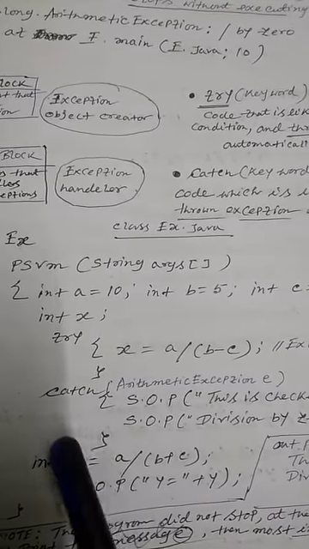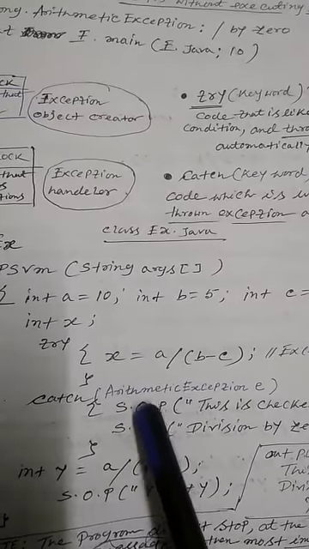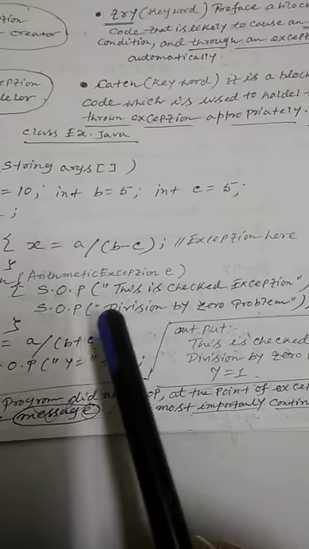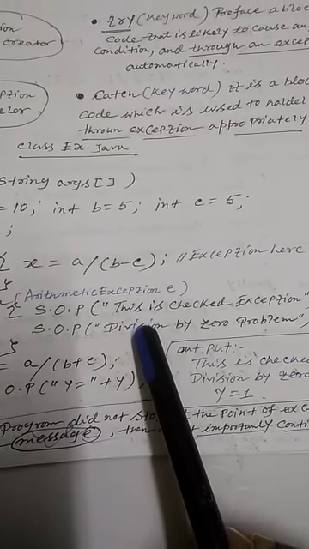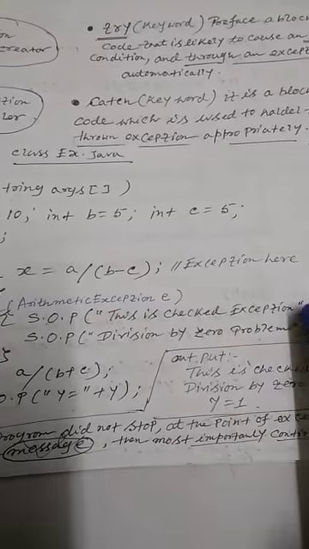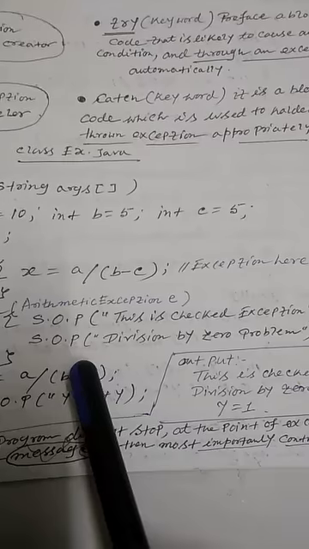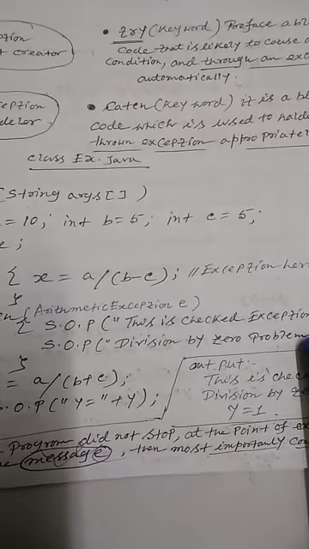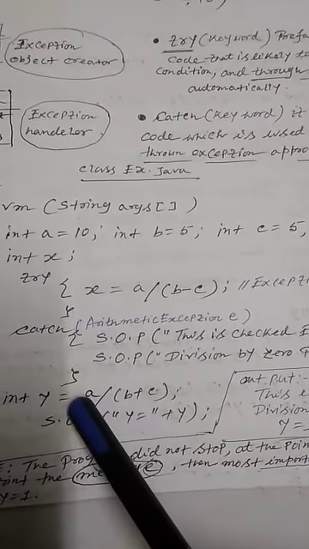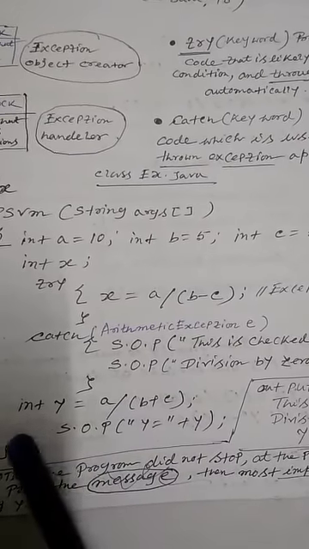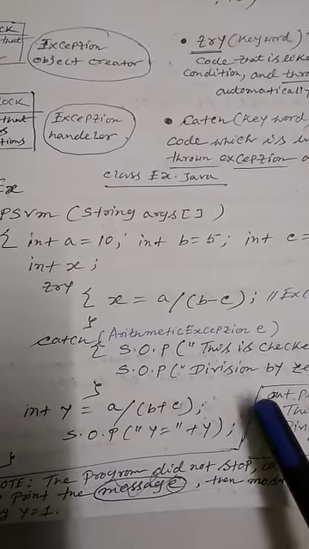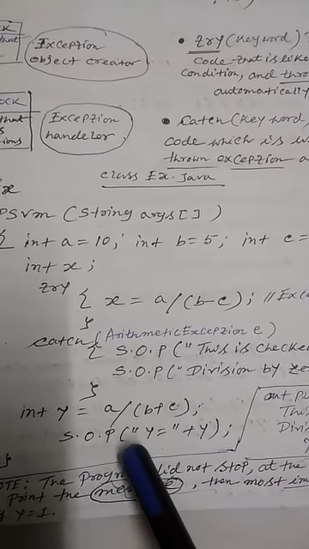The try block will throw it, and catch will catch it in the form of ArithmeticException. The object is e, the object reference, and within the catch block we are printing with System.out.println. This is a catch, this is a checked exception, and the next instruction is System.out.println division by 0 problem. Then closing the catch, for the further execution of the code, y equals a divided by b plus c, and we are printing the value of y.